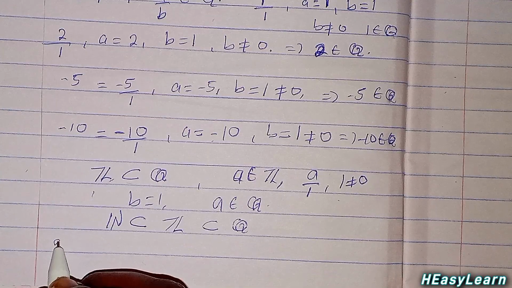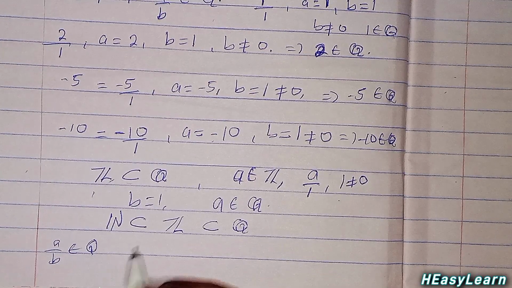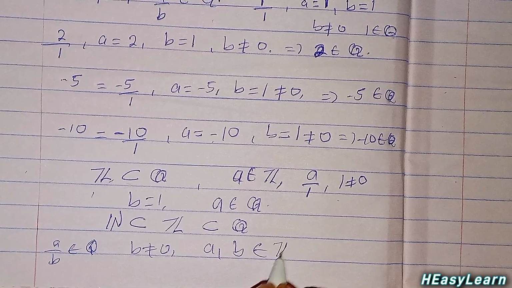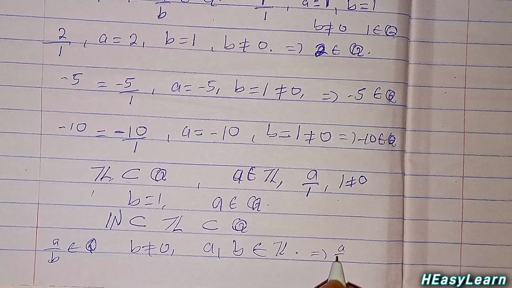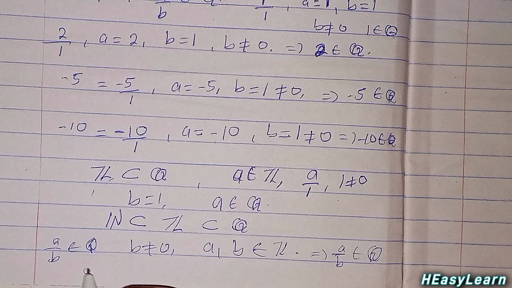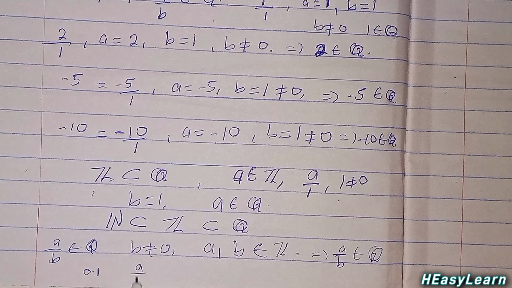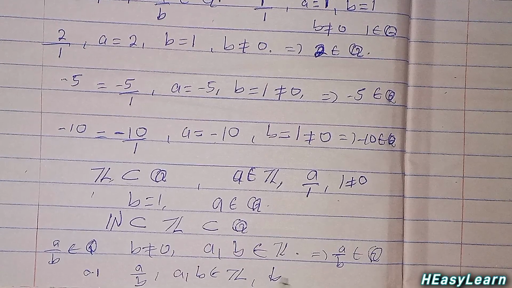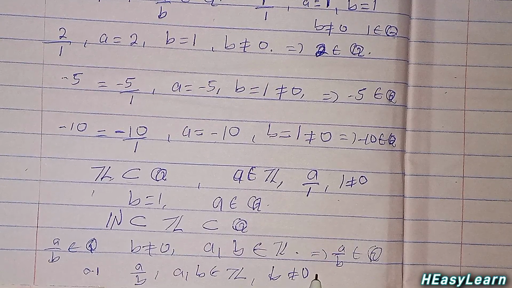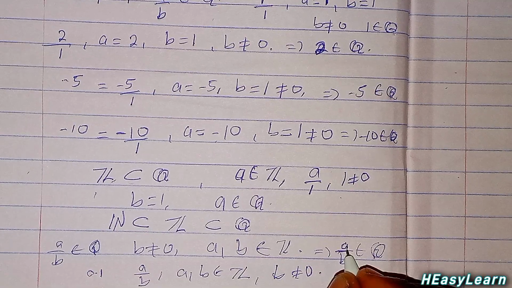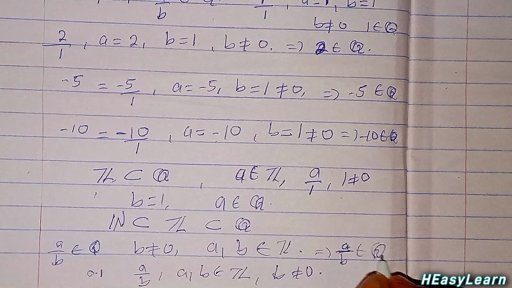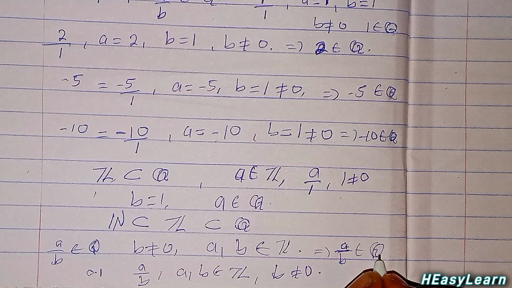A number belongs to the set of rational numbers if what? If b is not equal to 0 and a, b come from the set of integers. This implies a/b belongs to the set of rational numbers. That is, when a number is given, we can rewrite it as a fraction a/b, for which a, b come from the set of integers and b is not equal to 0. Any number that can be written as a fraction of an integer divided by an integer, we say that number belongs to the set of rational numbers Q.